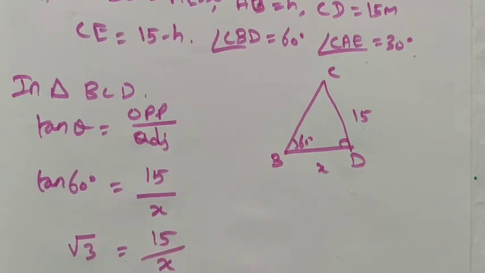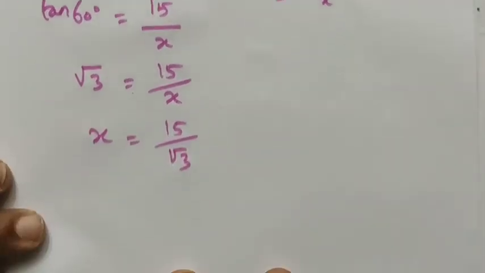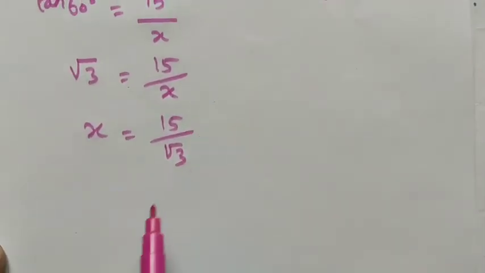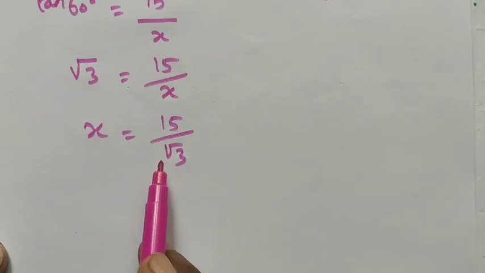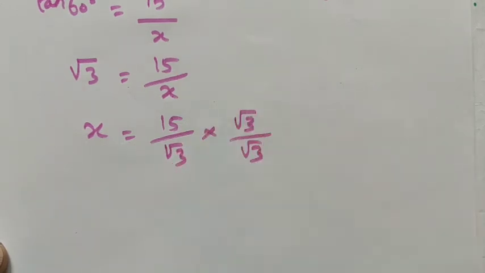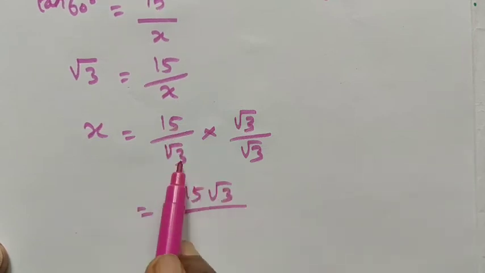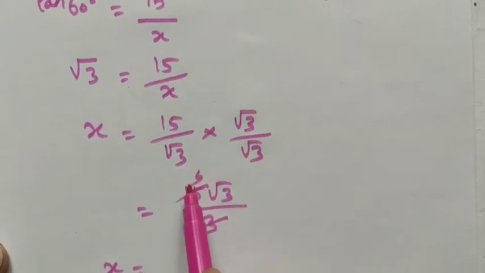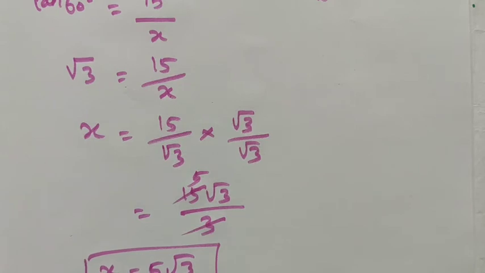I take this X to this side, X is equal to 15 divided by root 3, right? Next, in the denominator we have root 3, so we want to cancel it, so we multiply and divide by root 3. See, 15 root 3 divided by root 3 into root 3, which is 3. Then X is equal to 5 root 3, which is the value of BD.